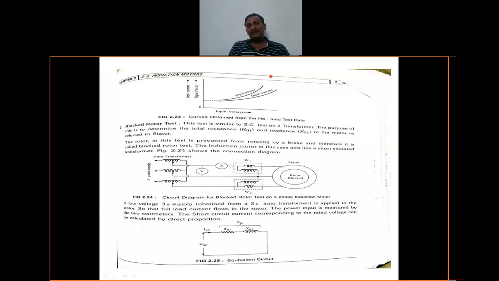Power is more because it is the sum of W1 plus W2. Power is more, so it is taken above this current line. This is about the no load test.